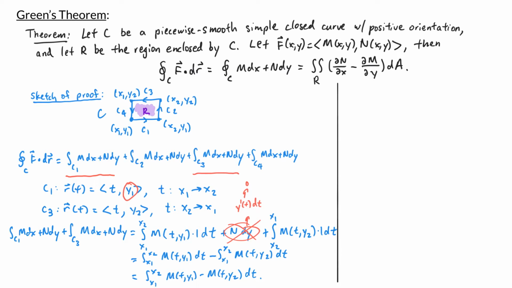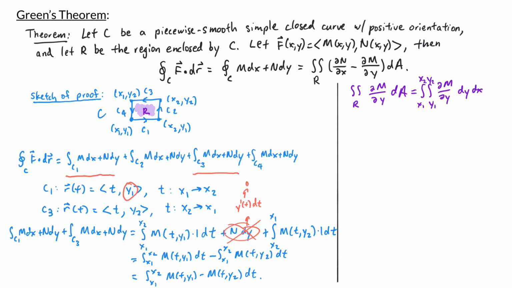Specifically, I want to look at the double integral over the region R of the partial derivative of M with respect to y dA. The double integral is over a rectangle, so it's pretty easy to set up. I'm going to integrate in the order dy dx. So I have the integral of the partial derivative of M with respect to y dy dx. My y's will go from y1 to y2, and my x's will go from x1 to x2.